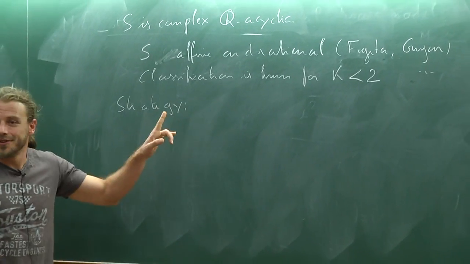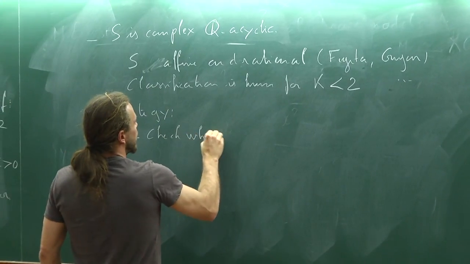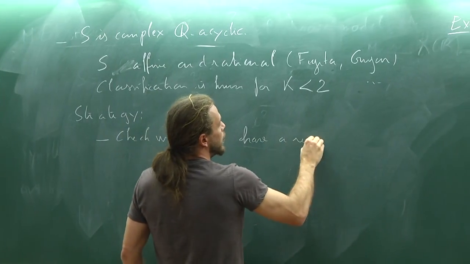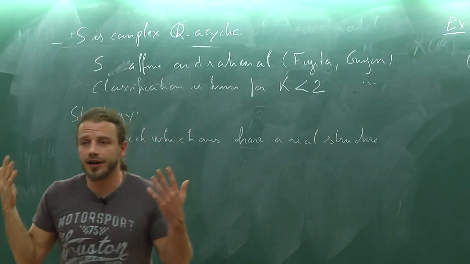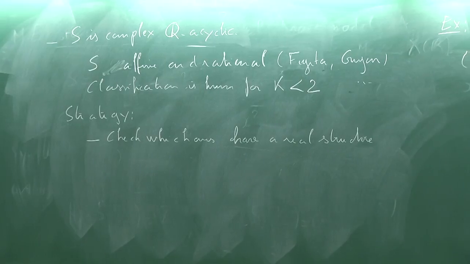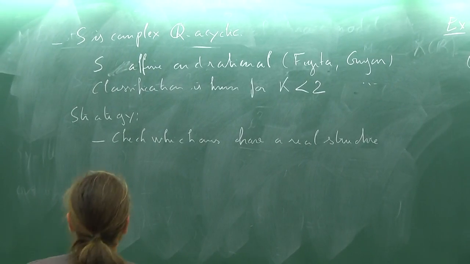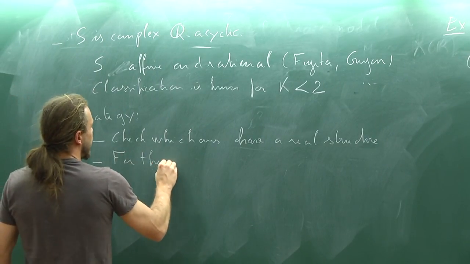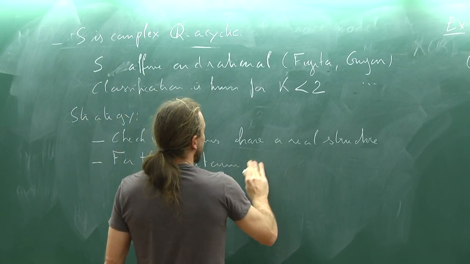The strategy is to go through the classification and check which ones have a real structure. So there is something to do here. These are classified, and we have constructions for them, but as complex manifolds. So it's not at all clear which ones can admit a real structure. Once you have it, for these, determine the real locus.